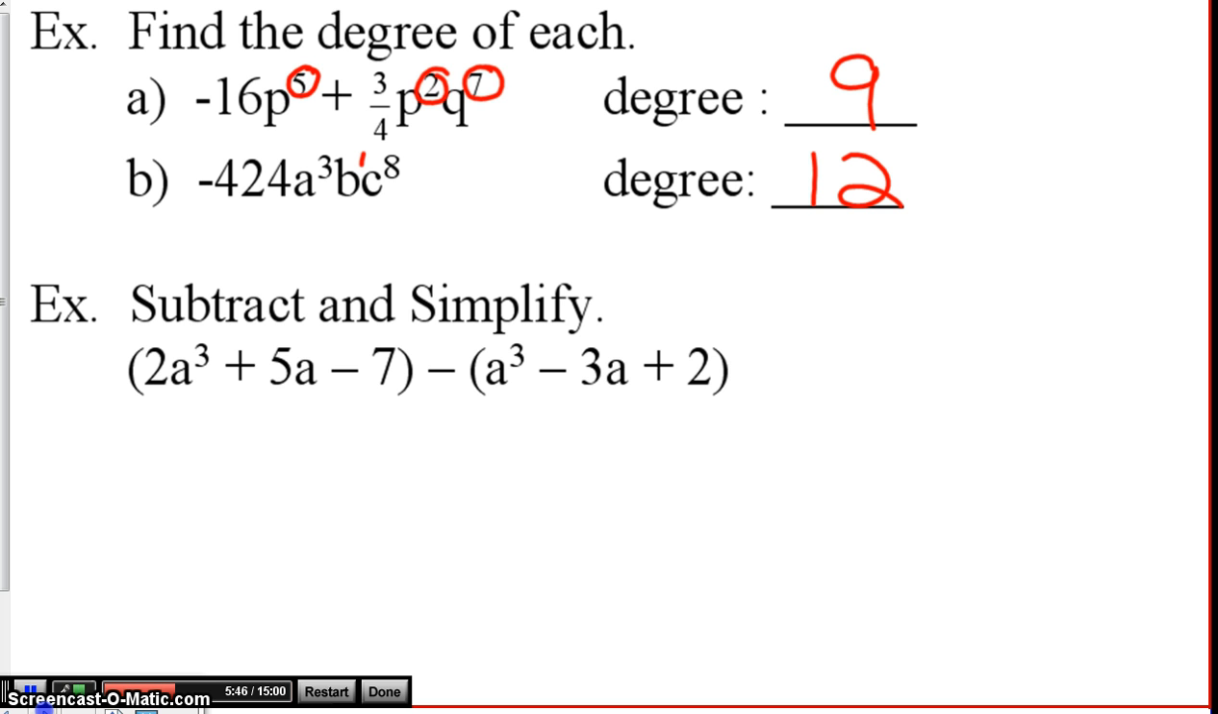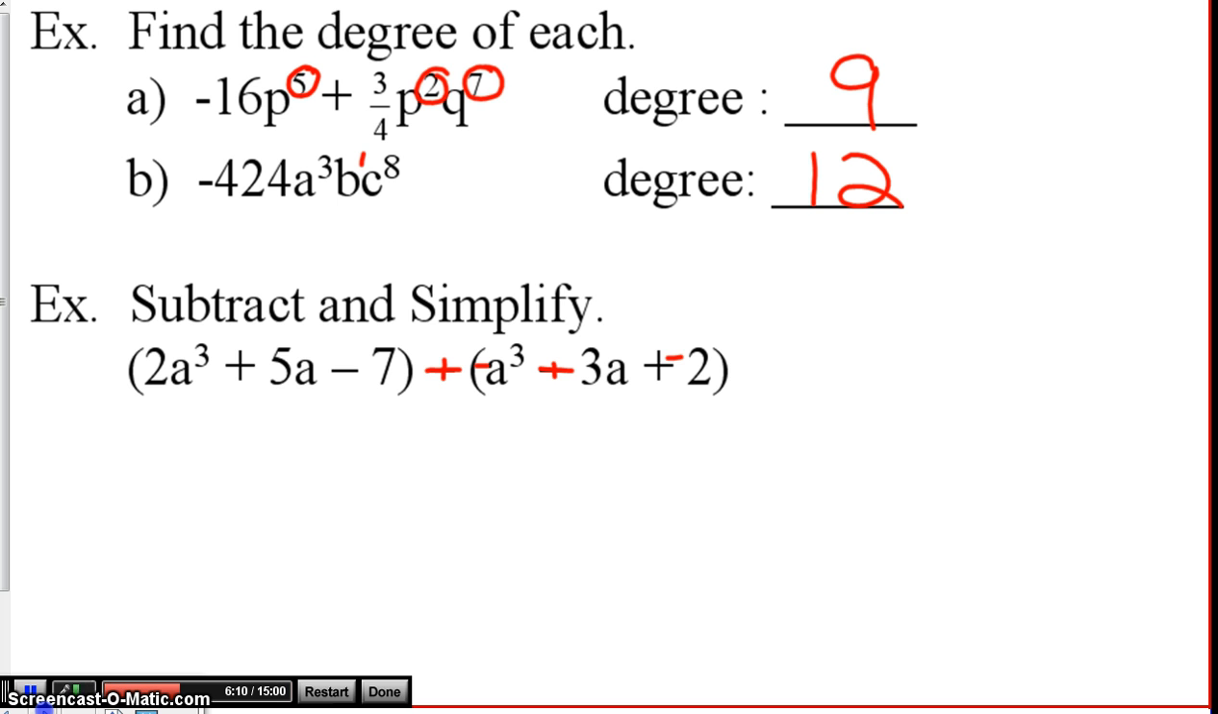All right, moving on. We're going to subtract and simplify. Remember when we do this, subtraction, we want to change to adding the opposite of all the signs inside our second parentheses. So we change this to plus, and then change the sign of every term inside your second parentheses. Then we just combine like terms.